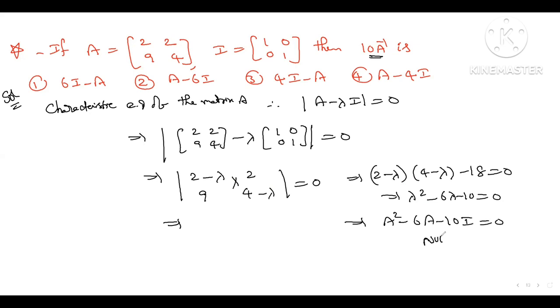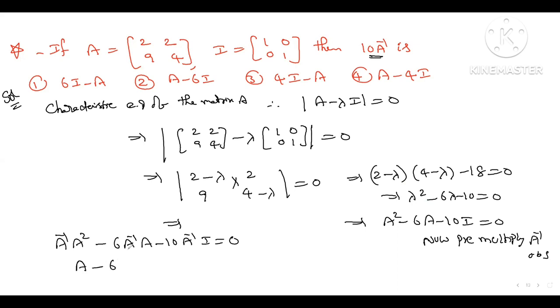Okay, now what is required here? A inverse is required. Now pre-multiply A inverse on both sides. What we get here? A inverse A square minus 6 into A inverse into A minus 10 times A inverse into I is equal to O. So A inverse into A square, one A gets cancelled, A. Minus 6 into A inverse into A is nothing but unit matrix I, minus 10 times A inverse into unit matrix is A inverse. Okay, minus 10 A inverse, sending right side, what we get here? 10 A inverse is equal to A minus 6I.